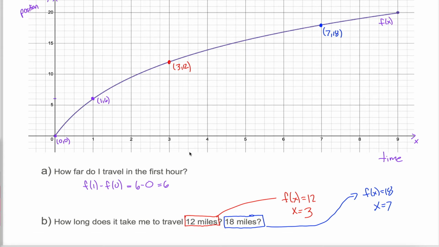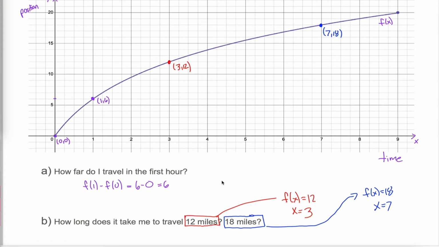So far, this has nothing to do with average rate of change. It's really just a review of the previous section where we're talking about functions. I want you to understand that up here, I'm being told the input and asked for the output. And down here, I'm being told the output and asked for the input. If you got all that, we can move on to average rate of change.